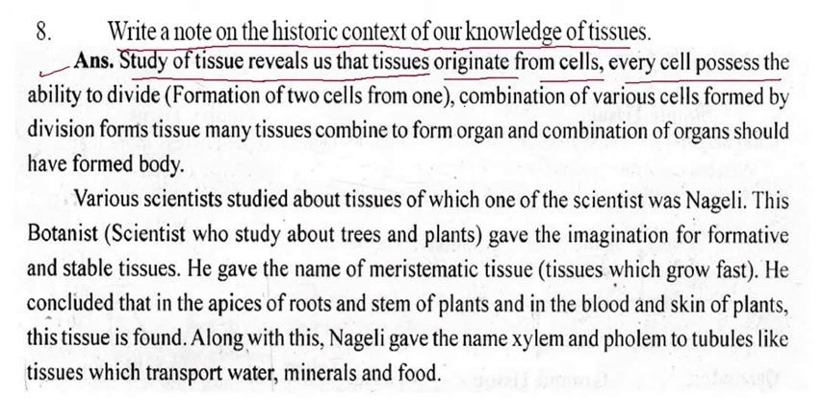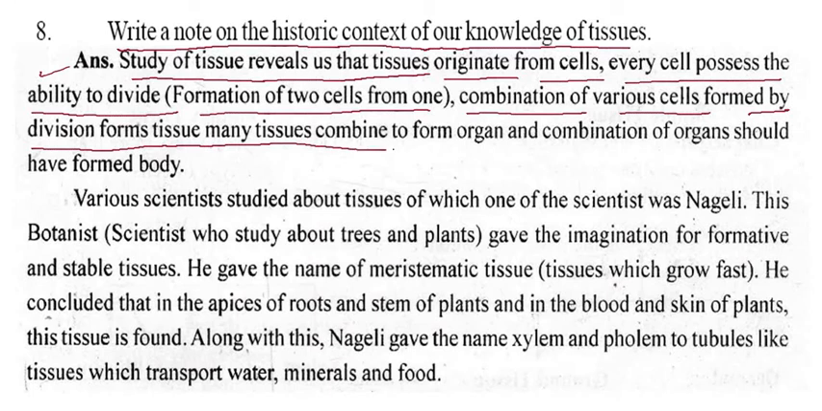Every cell possesses the ability to divide, forming two cells from one. The combination of various cells formed by division forms tissue. Many tissues combine to form an organ, and a combination of organs forms the body.